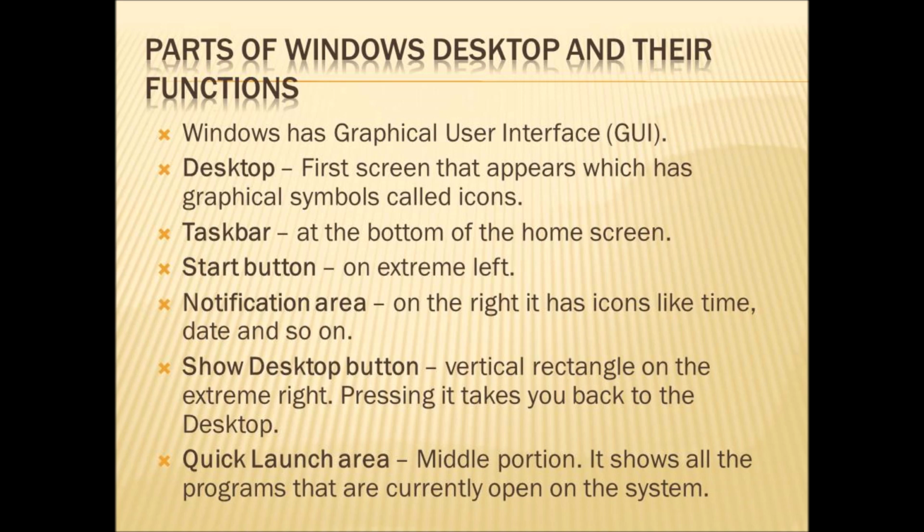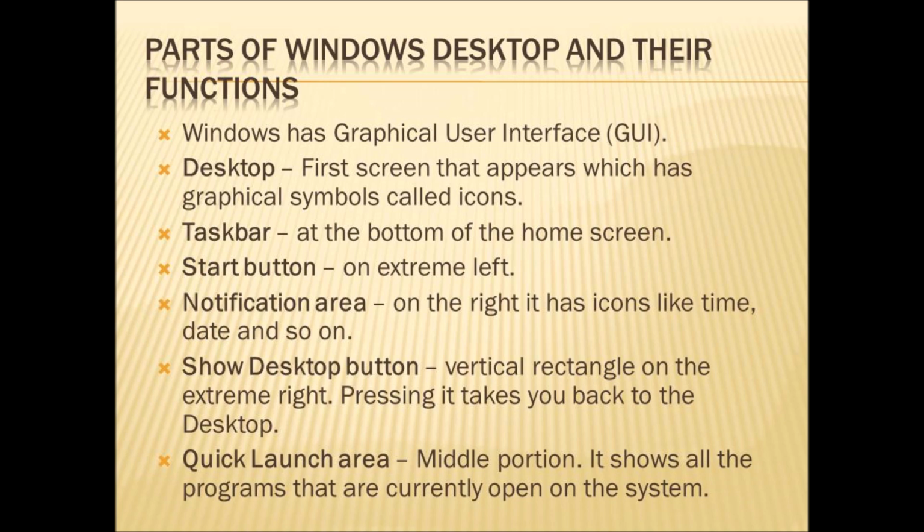The first part of Windows is the Desktop. It is the first screen that appears after we switch on our computer system, which has graphical symbols called icons. This screen is called desktop. It has many icons. If we double click on one, you can open it or see what is stored in that icon.